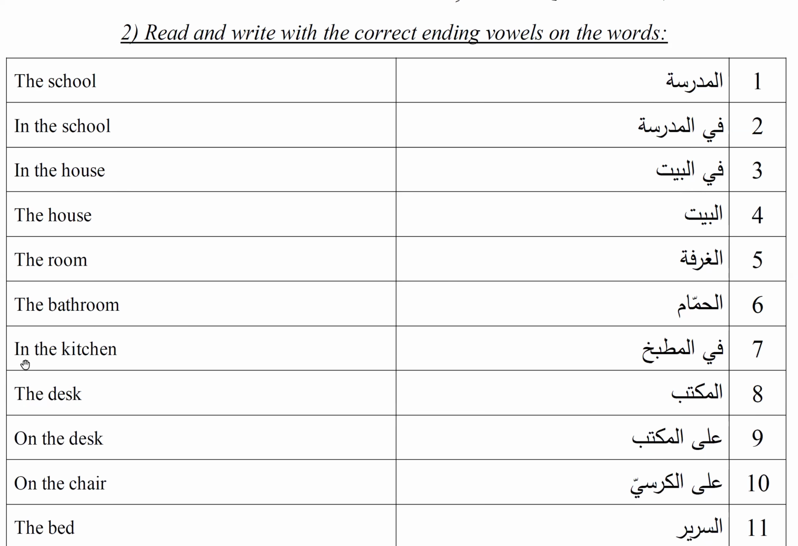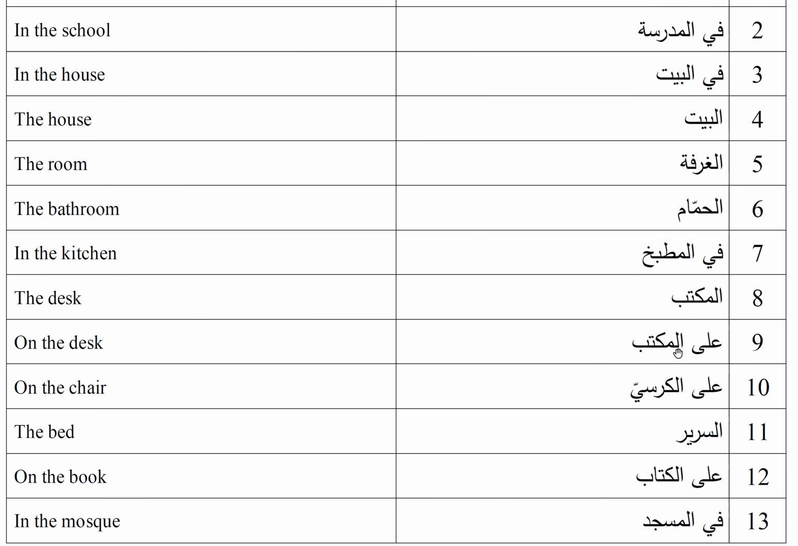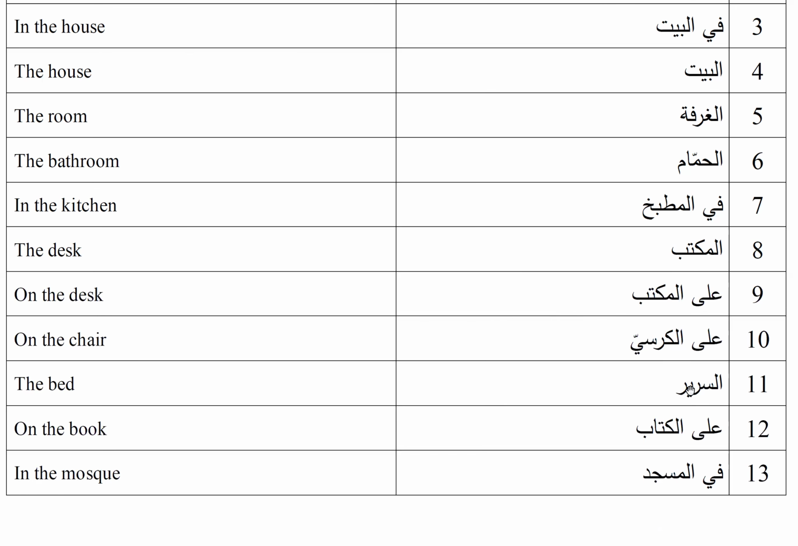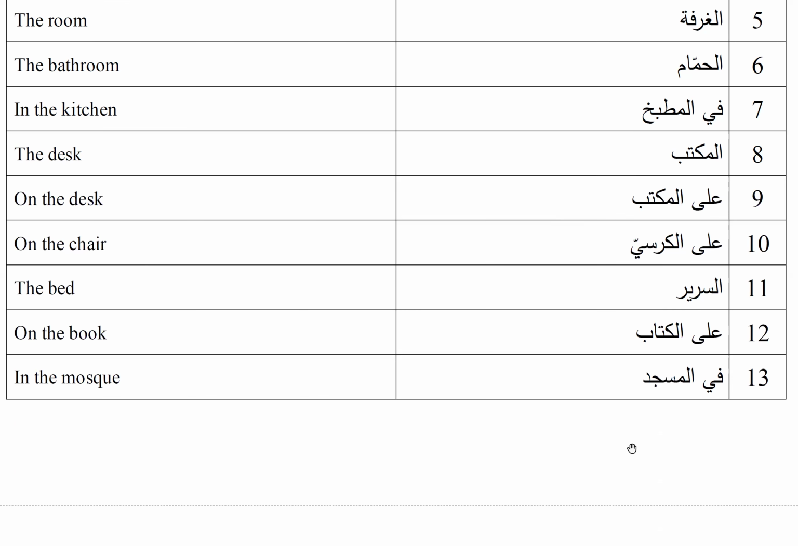In the kitchen, we have the preposition, so fil matbakhi. The desk, al maktabu. On the desk, ala al maktabi. On the chair, ala al kursiyi. The bed, as-sariru. On the book, ala al-kitabi. In the mosque, fil masjidi.